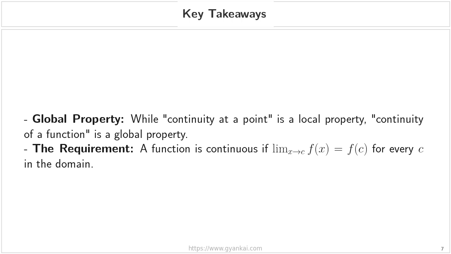Next, let's reiterate the fundamental requirement. For a function to be considered continuous, the limit of f of x as x approaches c must be exactly equal to the function value f of c, and this must hold true for every single value of c within the function's domain. This is the formal bridge between the limit and the actual value of the function.